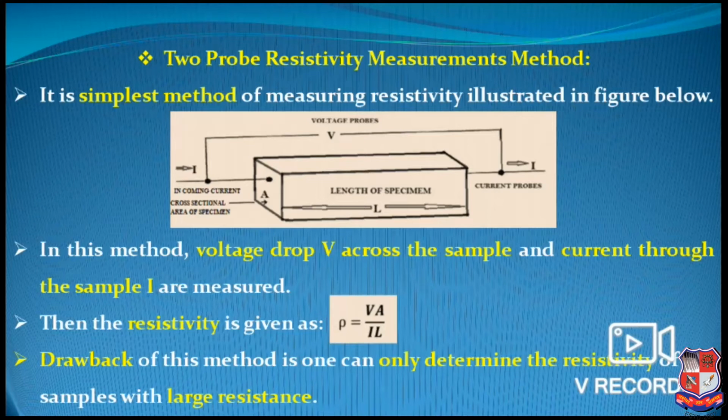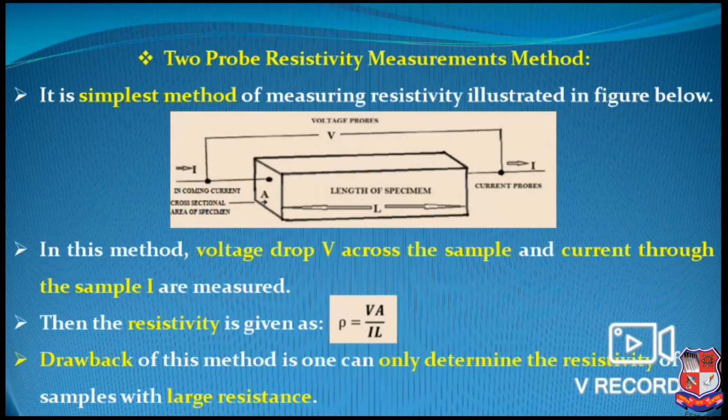So how will the resistivity be calculated? Using all these parameters: the voltage drop capital V, the cross sectional area capital A, the electric current flowing in and out of the specimen, that is capital I, and the length of the specimen, that is capital L. So the resistivity will be given as rho is equal to V A upon I L.